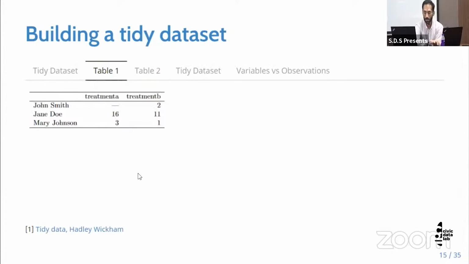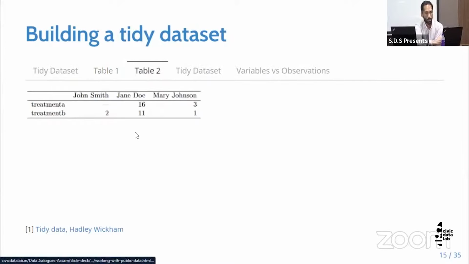Table 2, oh sorry. Yes, now how many variables are there? Going by the same logic, there are 3 variables. The first column, treatment A, treatment B, is not a variable, it is a label.